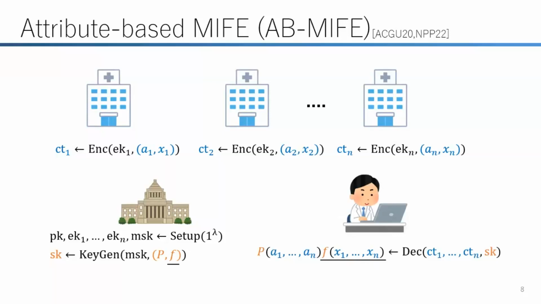In addition to a predicate key, a secret key is also associated with function F. And decryption outputs f of x1 to xn only if the predicate is satisfied by these attributes. It is not hard to see that MIAB is a special case of ABMIP, so MIAB can be captured as ABMIP for the identity function.